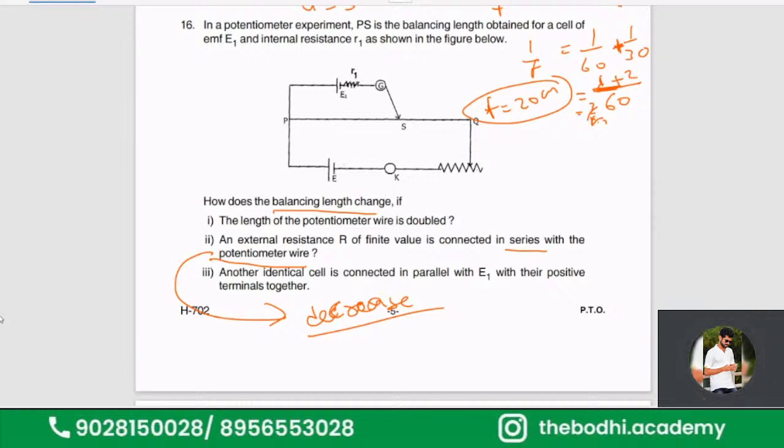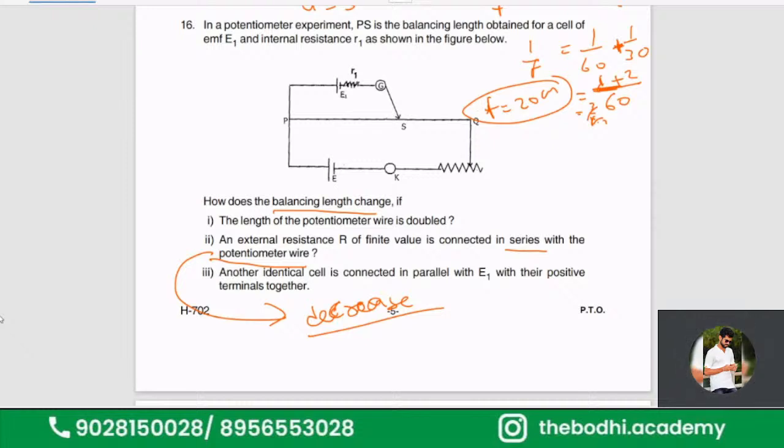Okay, next. And by the way, if it was connected in parallel, then the other way around, the balancing length will increase, because if resistors are connected in parallel, the value of resistance drops down. So there will be an increase in the balancing length.